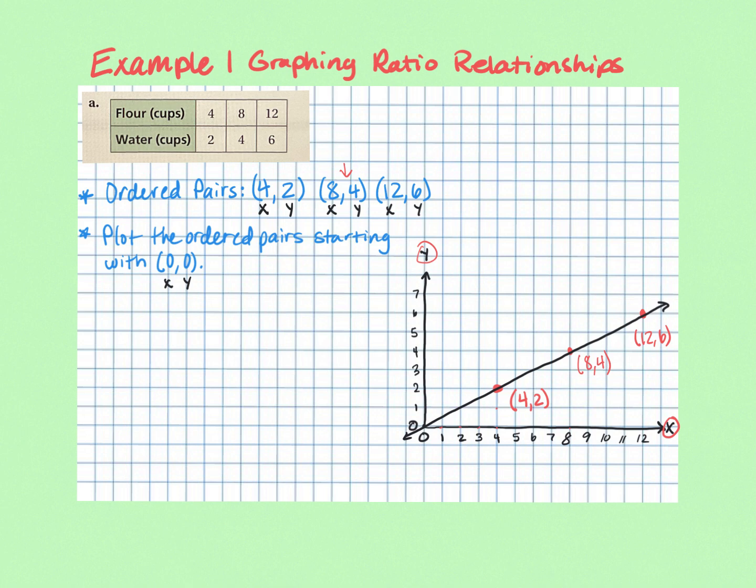Okay, what we're representing is that that line goes through all of those points. The other thing I forgot to do, and we should probably do this right at the beginning, is label what these lines mean. This one down here is our flour, which is in cups. And over here on the side is water. And water is also in cups.